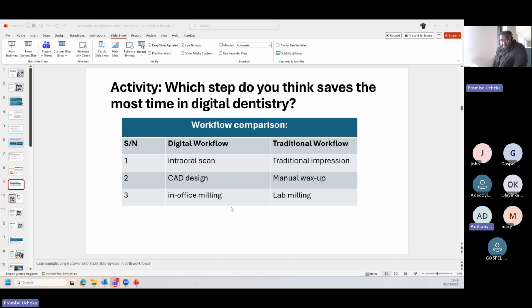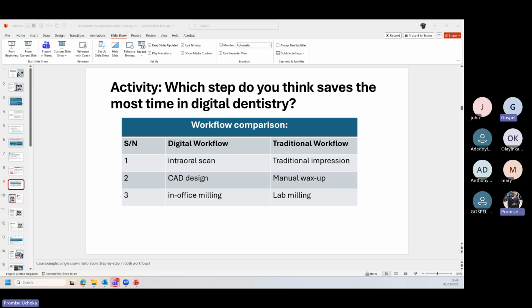Yeah. The CAD design, I think the CAD design will save more time because, sorry, somebody is speaking. Yeah, go on. He's saying the same thing, actually. I think the CAD design will save more time because after impression, you still have to wait for the cast to set, and that certain time will completely be taken out of the equation when it comes to using the digital.